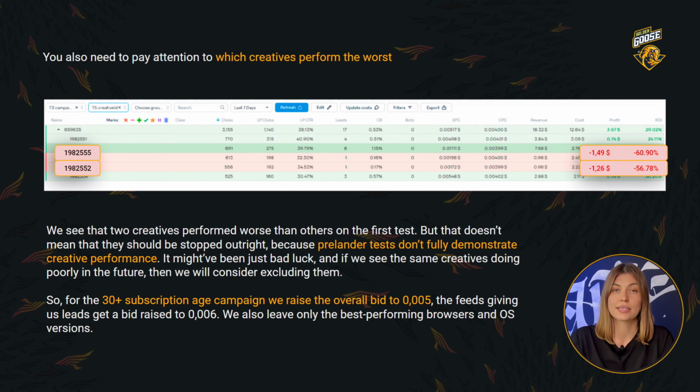You also need to pay attention to which creatives perform the worst. We see that 2 creatives perform worse than others on the first test.